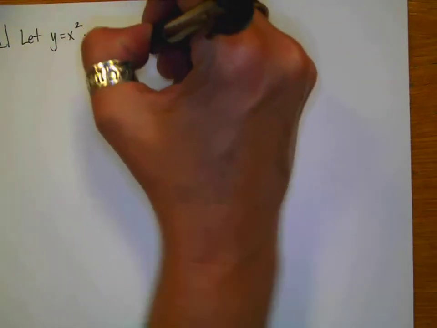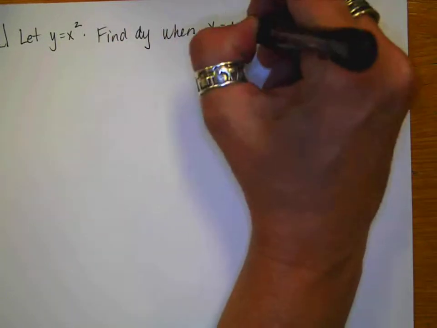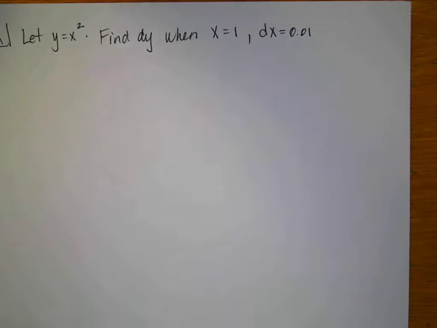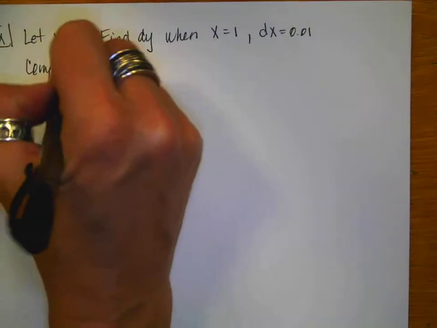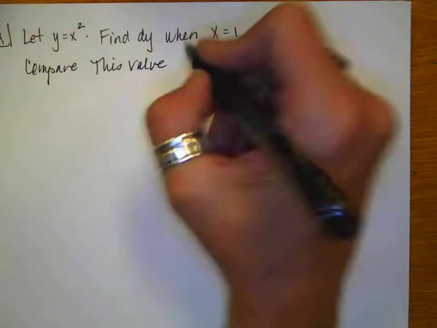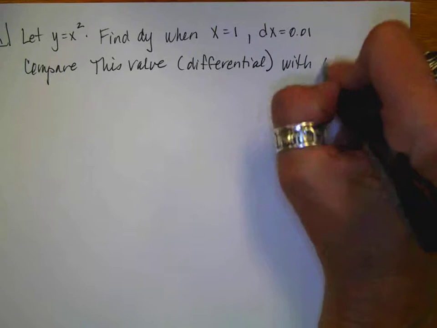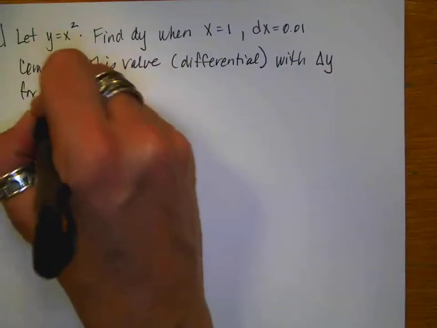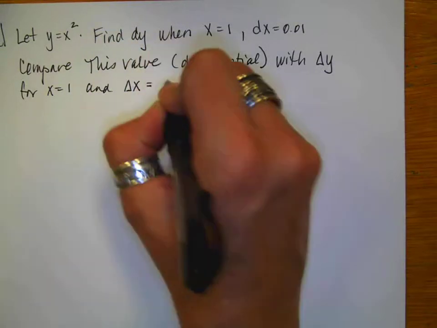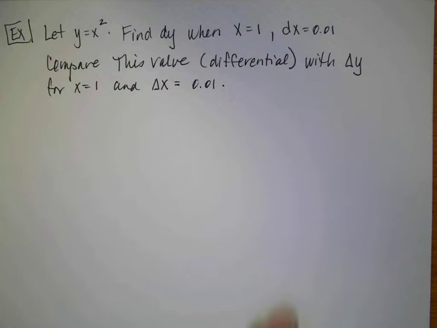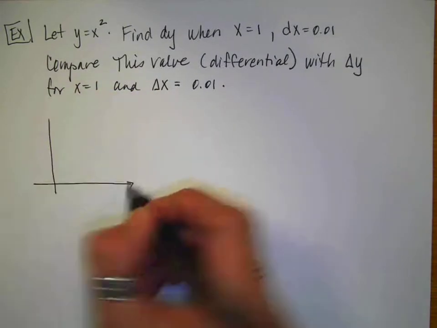Alrighty, so let's do an example. And I'm going to draw another little picture once we get started. So the example is going to say let y equal x squared, and I want to find dy when x is 1 and dx is 0.01. So that's telling us that the change in x is going to be 0.01. And I want to compare this value, called the differential, with the change in y for x equal to 1 and delta x equal to 0.01. And I know this seems like just some semantics, but we're comparing a differential to the change in y.